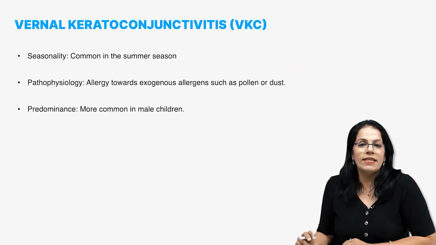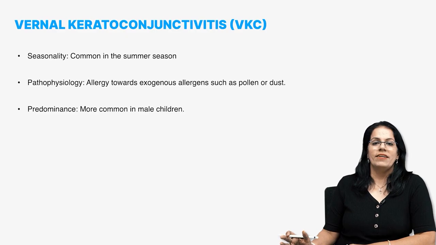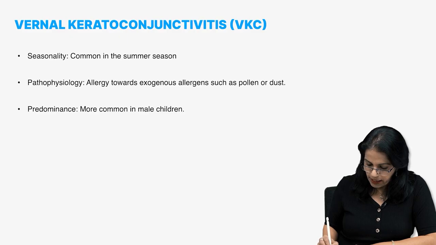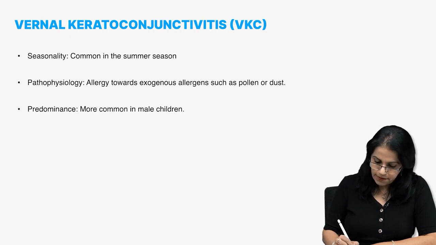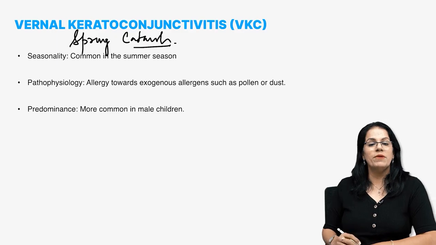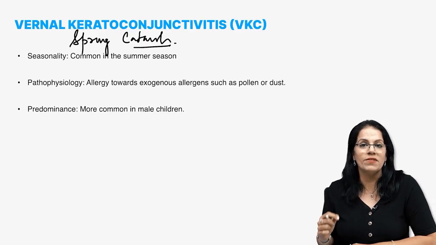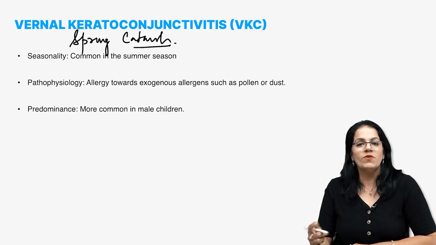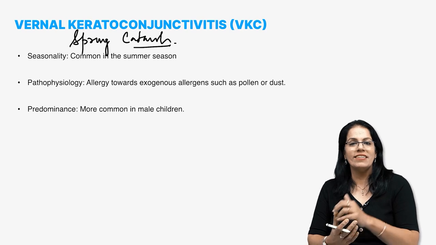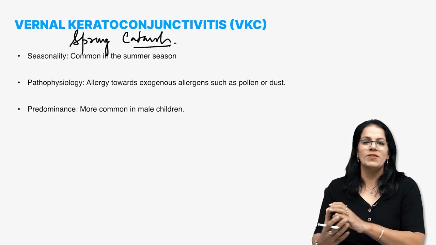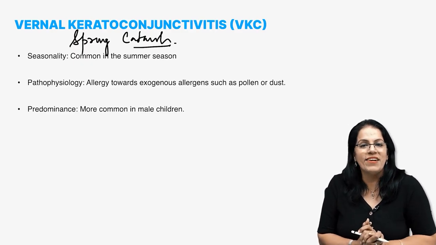We come to the next one, and that is vernal keratoconjunctivitis. What is the other name of vernal? We also call it spring catarrh. Does it happen in spring? No. Apart from spring, it's mainly a disease of summers, so you can consider it a misnomer. There are two misnomers in ophthalmology. One is this one, and the second one is retinoscopy, which is not used to see the retina but mainly to assess the refractive status of the patient.